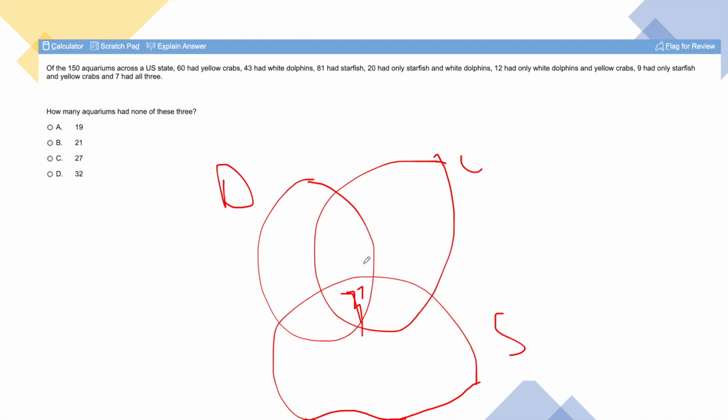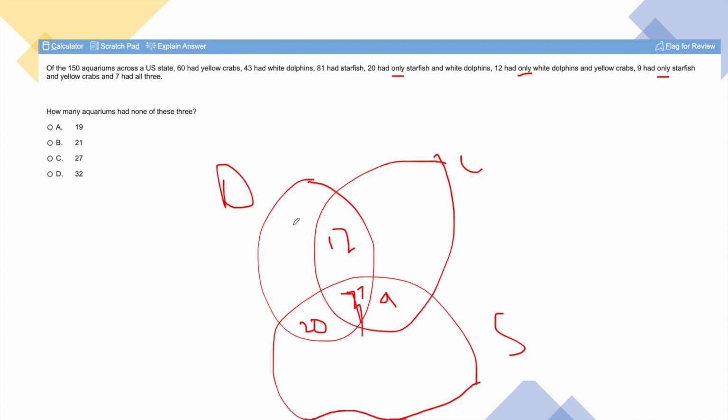However, we know in this question they've given us the word only. So we don't need to do that because we know that the information they're giving us is the information that's going to be in these sections, because it's not all three, it's only. So we can just directly input this information in. So starfish and dolphins, 20. 12 had white dolphins and yellow crabs, and 9 had starfish and yellow crabs. However, for the first three, we do need to do our taking away method of Venn diagrams, because it just says had yellow crabs, had starfish, so we do need to do that.